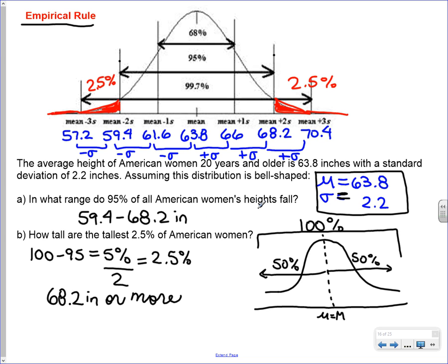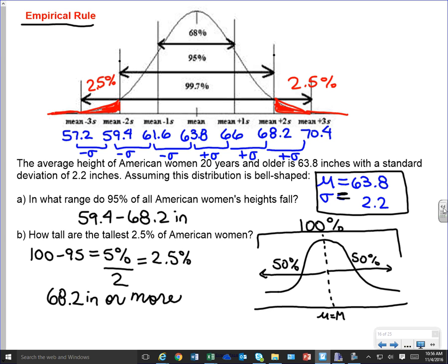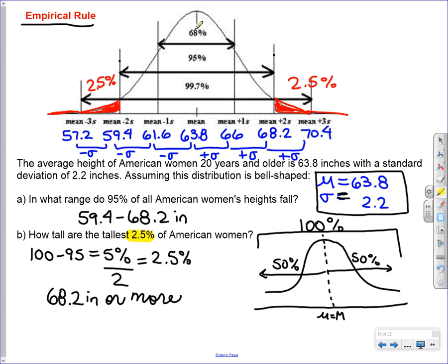All right. Now, how tall are the tallest 2.5% of American women? When we first look at this, we say, well, 2.5% is not one of these percentages up here. So how do I use this rule to figure out the upper 2.5%? Well, we need to use 2 facts about this symmetric bell-shaped distribution.